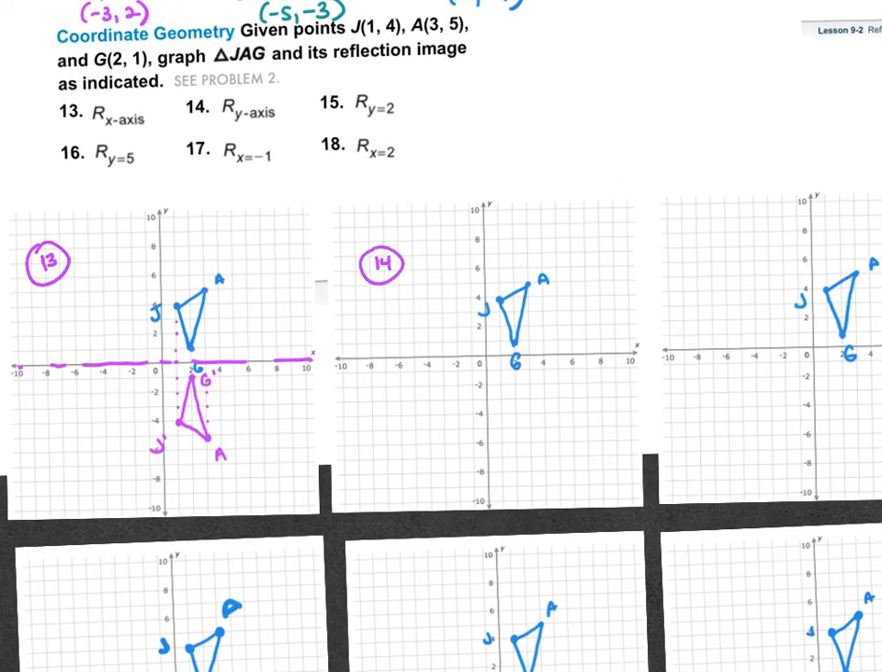14, y-axis. So I'm going to flip it over the vertical axis. So now I'm going right, left. Everything to the right is going to come back. So that's right 1. This is 1, 2, 3. This is 1, 2, 3. And this is 1, 2, 1, 2.